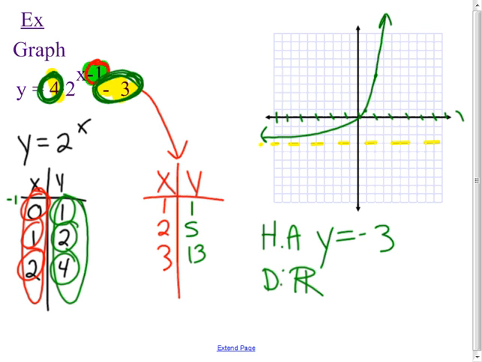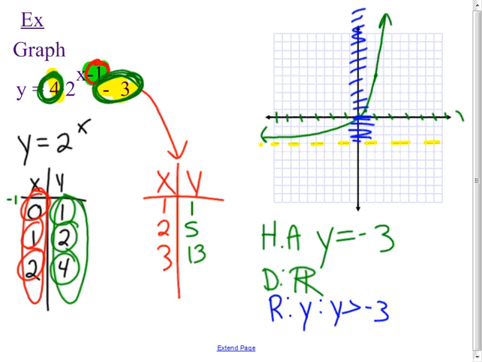Then when I look at my y values, what kind of y values can I have? I have all of those going up, and going down, it stops. It can't go any further. So for my range, it's the set of all y such that y has to be greater than negative 3. It has to be greater than your horizontal asymptote because it's opening up. It's growing vertically. So that's putting everything together.